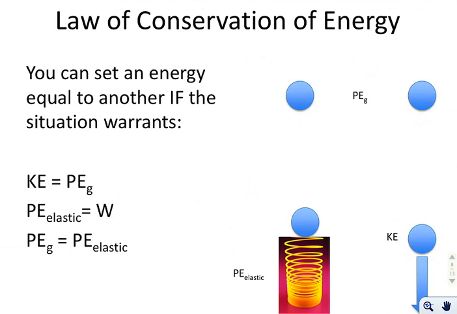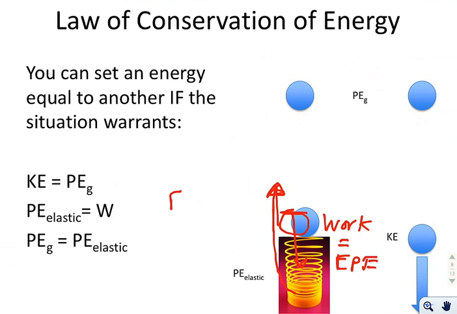So now what we have is similar situations, but now we're going to look very specifically at kinetic energy, potential energy due to gravity, potential energy of elastic, and work. You can set any of these two equations equal to each other if the situation warrants it. So for example, if I were to take a ball and press it down on the spring, I would be doing work on the spring, and I can set that work equal to the elastic potential energy. If I were then to release the spring, the ball would leave the spring with a certain initial velocity.